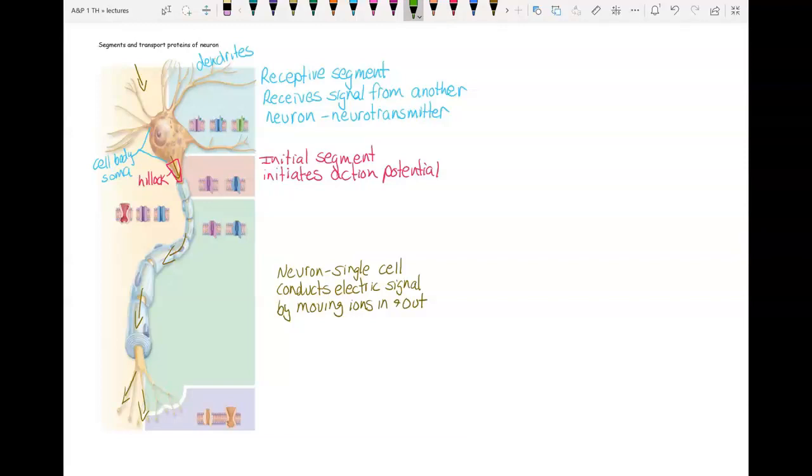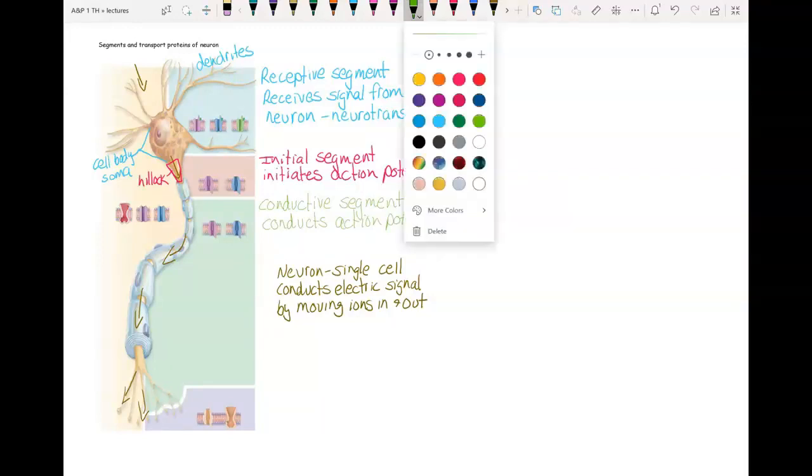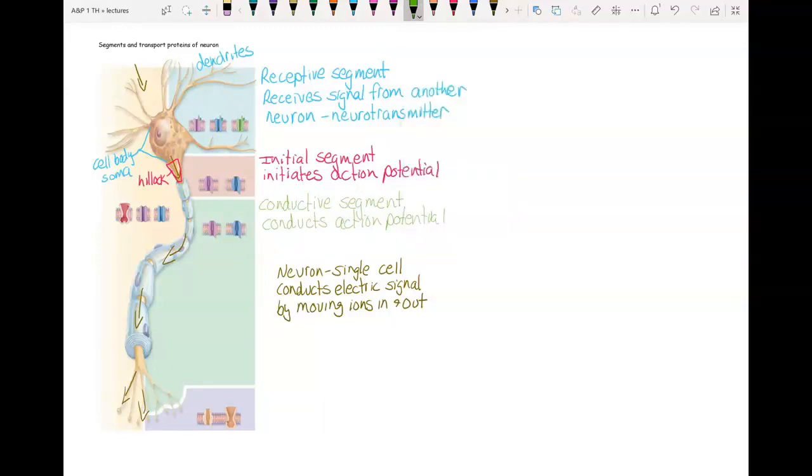The green area here represents the conductive segment. If the hillock does decide that it's going to repeat that information and send it on, the conductive segment is what conducts the action potential. And the conductive segment can be very long.